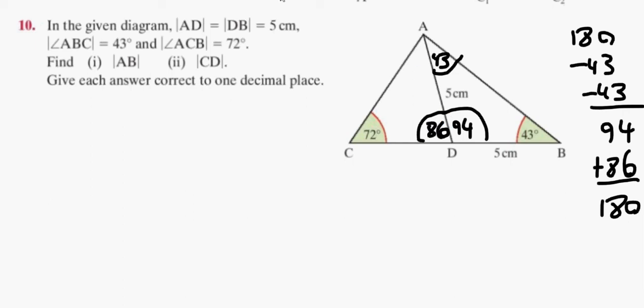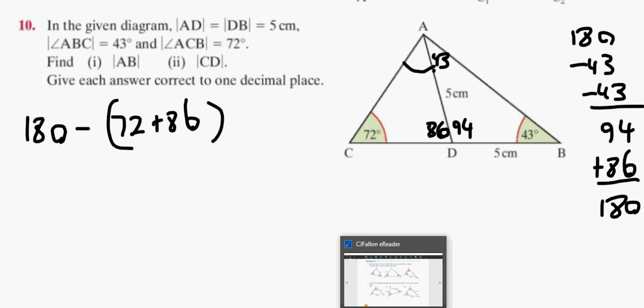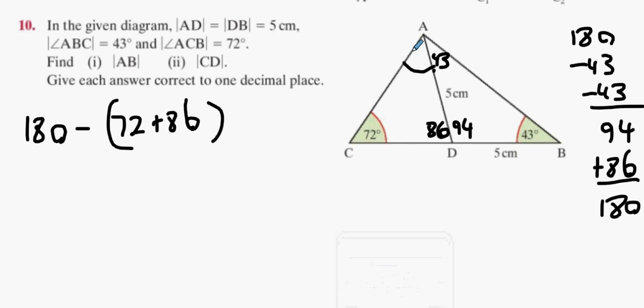And then we can figure out what is the angle up here. This angle here will be 72 plus 86, and we're going to add them together and take it away from 180. It's not much left. 180 minus 72 minus 86, 22 degrees. So, what am I actually asked to do?